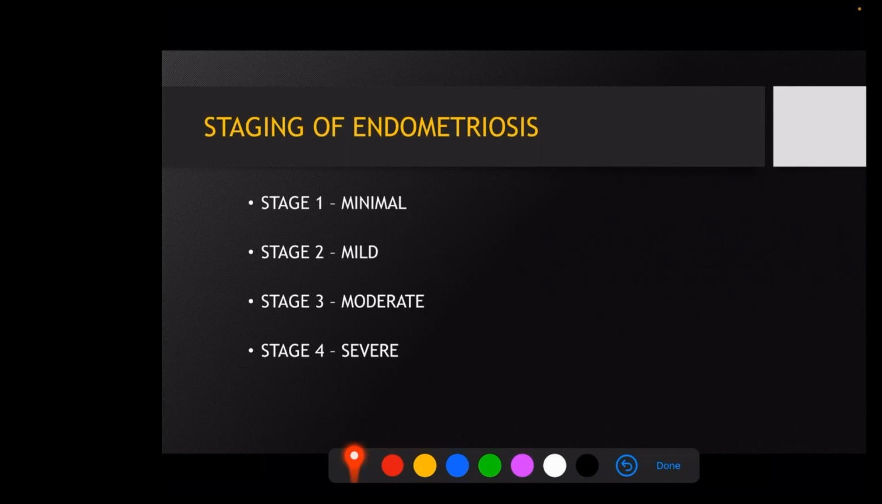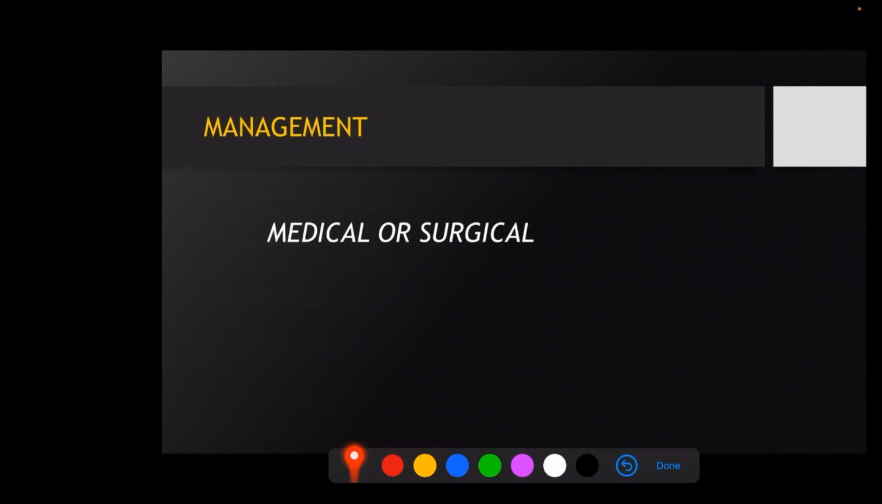Then staging of endometriosis. Staging is not so simple. Staging of endometriosis is by the revised American Fertility Society or American Society for Reproductive Medicine, ASRM. Points are allocated for endometriotic lesions, peri-ovarian adhesion, or pouch of Douglas obliteration. I'm not going to detail this classification. Anyway, you should remember that stage 1 is minimal, stage 2 is mild, stage 3 moderate, and stage 4 is severe.